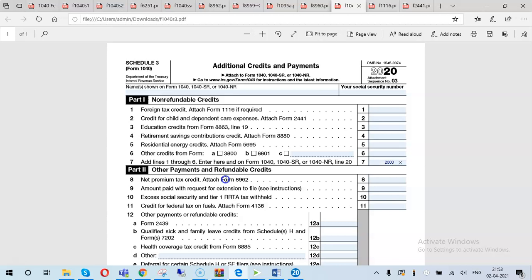I want to discuss the difference between a non-refundable credit and a refundable credit, as you can see in Part 1 and Part 2. A non-refundable tax credit means you get a refund only up to the amount you owe, and a refundable tax credit means you get a refund even if it's more than what you owe. I hope I have made you understand the difference between the non-refundable credit and the refundable credit.